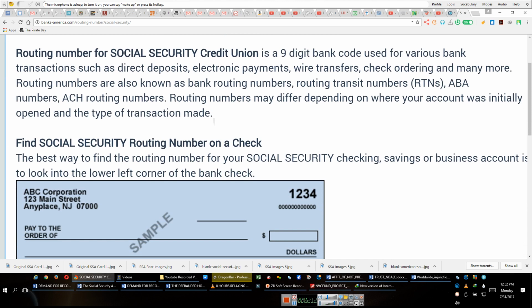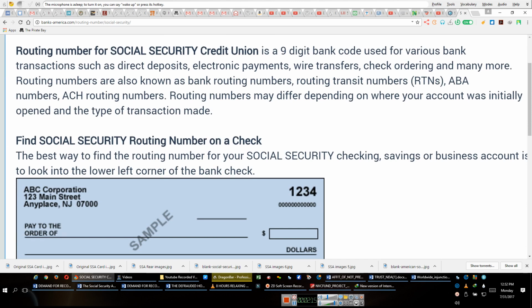Now, let's go here. We're going to look at the routing number. Routing numbers for Social Security Credit Union is a 9-digit bank code used for various bank transactions, such as direct deposit, electronic payment, wire transfer, check ordering, and many more. Routing numbers are also known as bank routing numbers, routing transit numbers, ABA numbers, ACH routing numbers. Routing numbers may differ depending on where your account is initially open and the type of transactions made. Again, you have to find the account number for your account with the Social Security Administration.